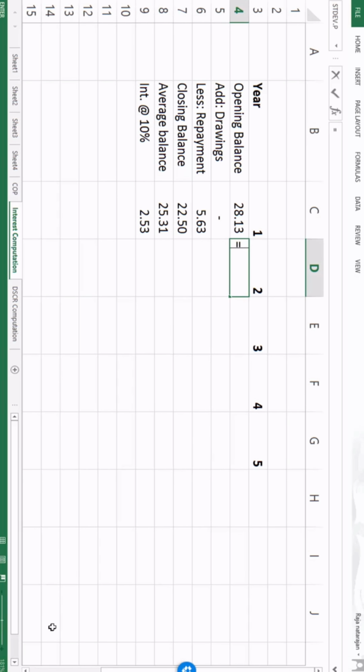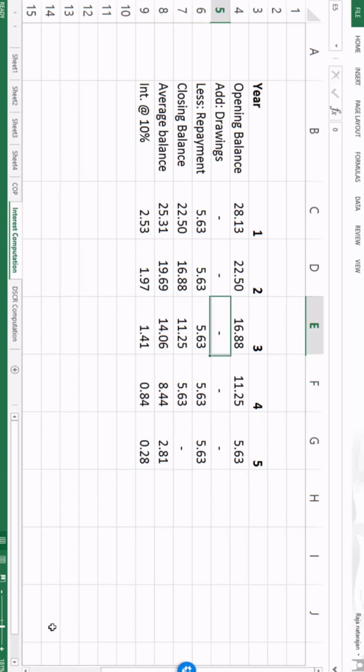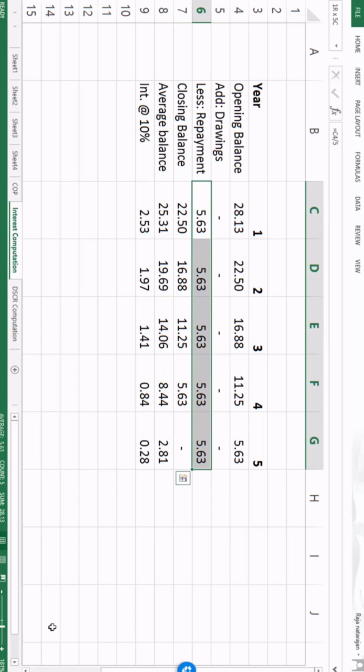So now let's move on to year 2. Year 1 closing balance is year 2 opening balance, 22.5, no drawings, right? And the repayment is going to be the same, 5.63 equal. So closing balance, if I use the formula, I get 16.88. Average balance applying the formula, I get 19.69, and interest at 10% on average balance, I get 1.97. And if I copy this for the next years 3, 4, 5, I get these numbers. Let me check. If I total all the 5.63, I get 28.13, which is nothing but the loan amount.